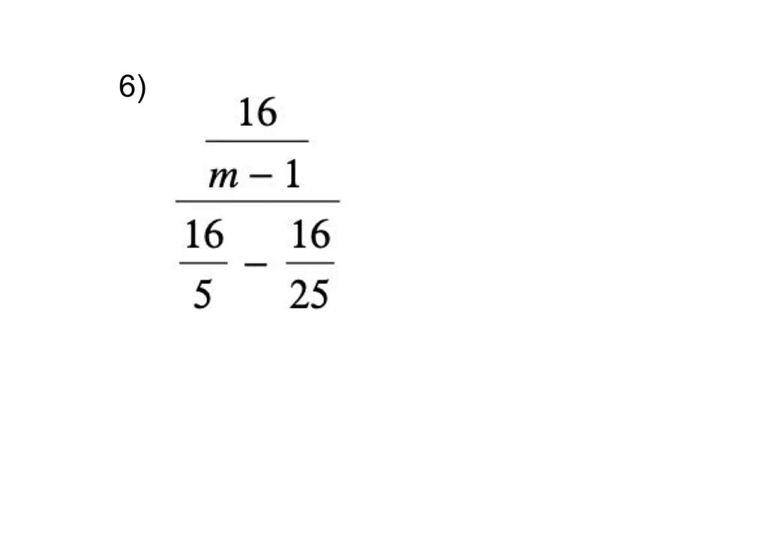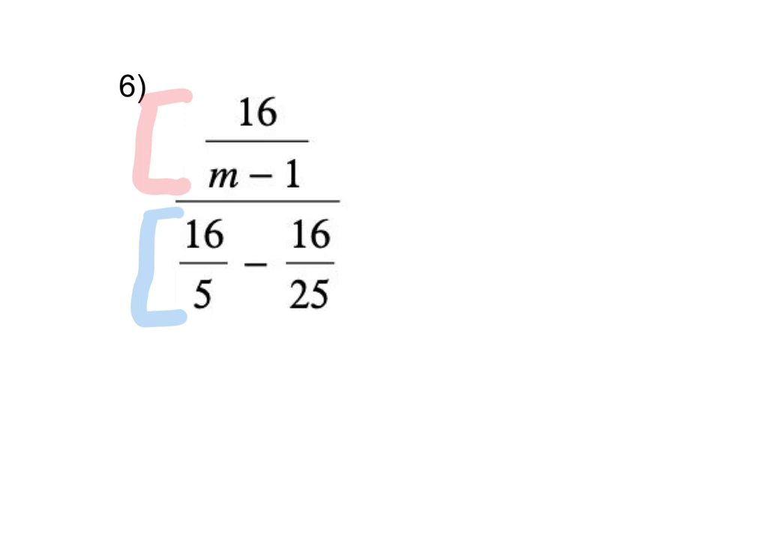Okay, expanding a little bit more. So not just an x, but now we have a binomial in a denominator. So we have 16 over m minus 1. This is our numerator over 16 over 5 minus 16 over 25. That's our denominator. So we tackle those first. The top is just 16 over m minus 1.